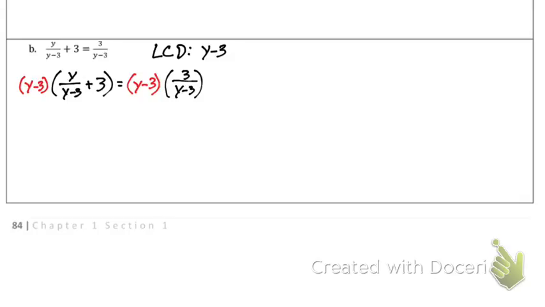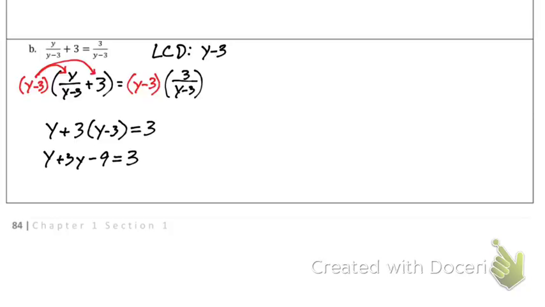Let's go ahead and distribute this. When I distribute it to the first term, that y over y minus 3, our y minus 3s will cancel out, and I'll be just left with y. Plus, we'll have 3 times y minus 3 when I distribute this to the 3. That's going to equal, once again, our y minus 3s are going to cancel out, and we're just going to have 3. Working our way down, we'll have y plus 3y minus 9 equals 3.